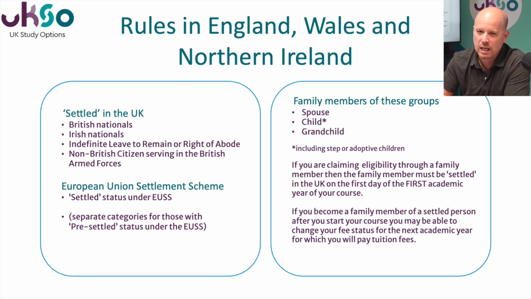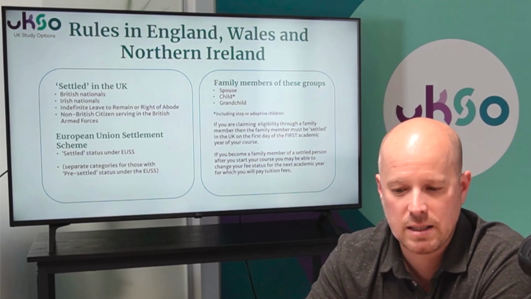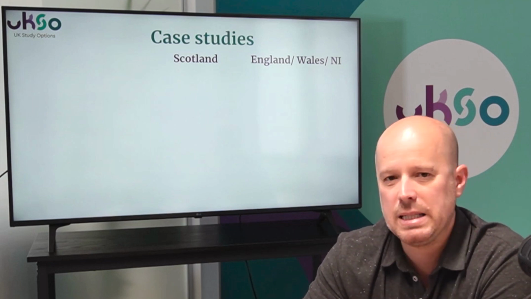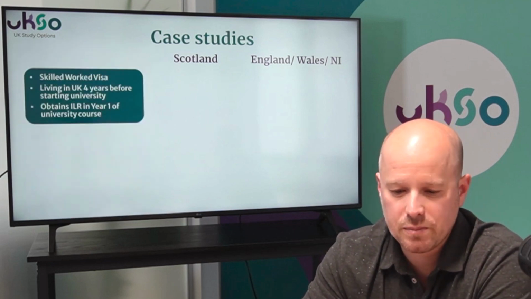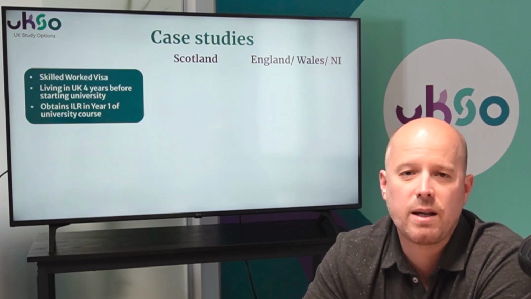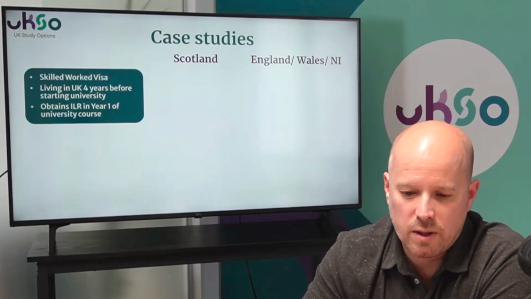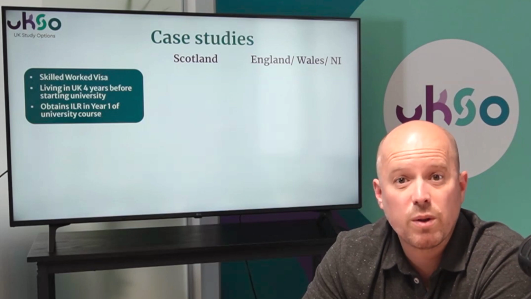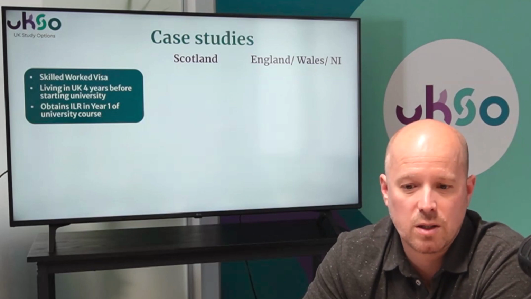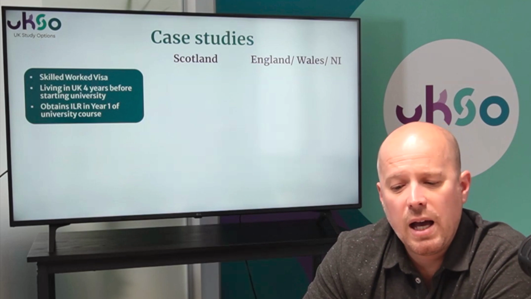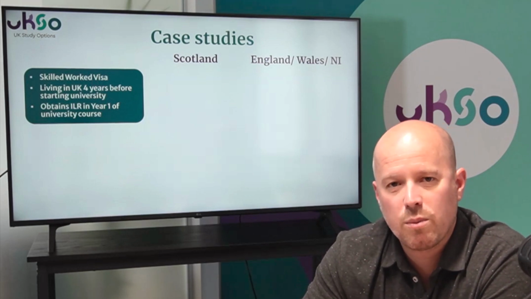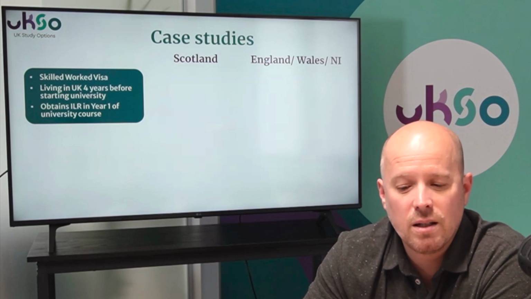This is all a bit complicated, so I've got a few case studies here that hopefully will make things a bit clearer, a bit easier to understand. The first case study is someone on a skilled worker visa. They've been living in the UK on that visa for 4 years before they start their university course in the UK. But then in the first year, before they complete the first year, they actually obtain indefinite leave to remain in the UK.